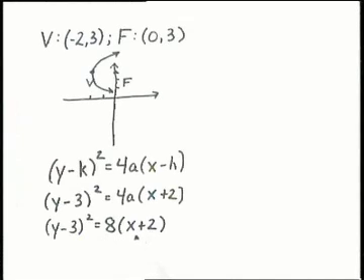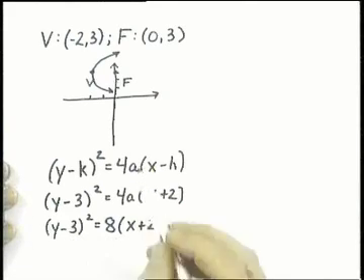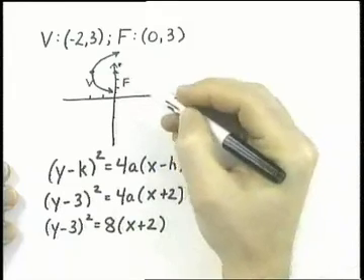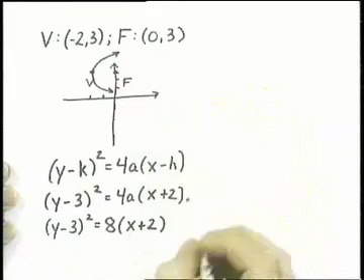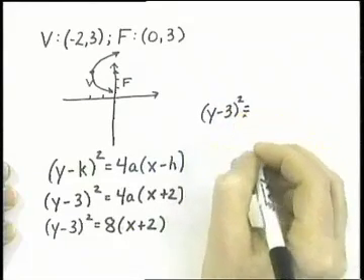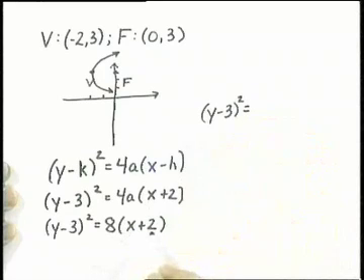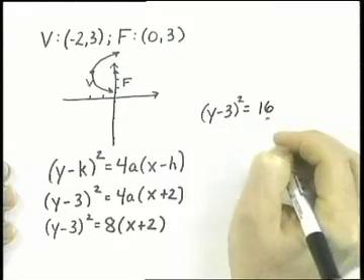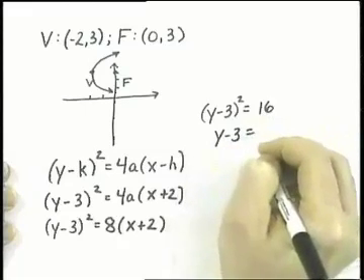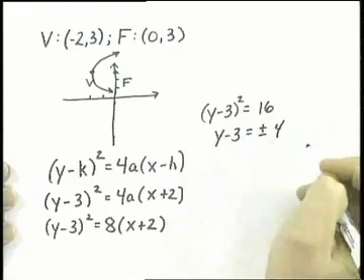To graph it, what we need to do now is find the points that represent the latus rectum. To do that, we locate the points above and below the focus. The x-coordinate of the focus is 0, so we let x equal 0 in this equation. We get y minus 3 squared equals 8 times 0 plus 2. 0 plus 2 is 2. 8 times 2 is 16. So I have y minus 3 quantity squared equals 16, which means y minus 3 is going to equal plus or minus 4.